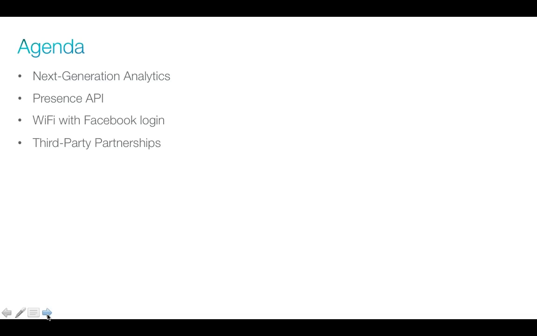So the agenda for today's presentation, we're going to cover the next-gen analytics piece and exactly what that is, the Presence API, which is a really interesting customizable API that can be used to build applications based on users' presence, and Wi-Fi with Facebook login, which is a turnkey platform that we've been able to build by working very closely with the Facebook engineering team that lets you use your Facebook page as your splash page. So we'll talk about how that's set up. I'll give you a demo and what that could mean for you and your business.